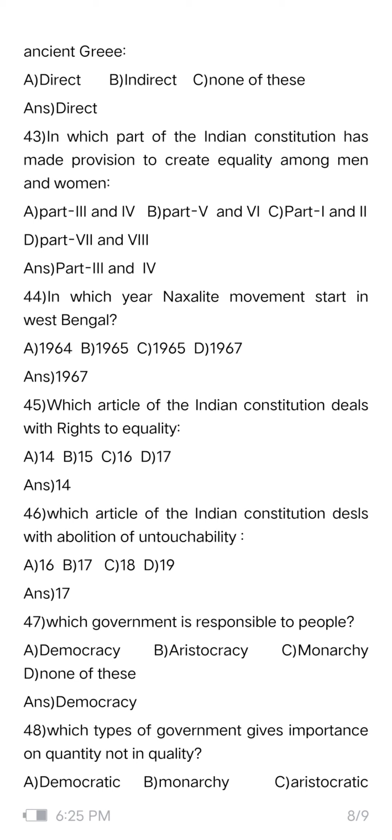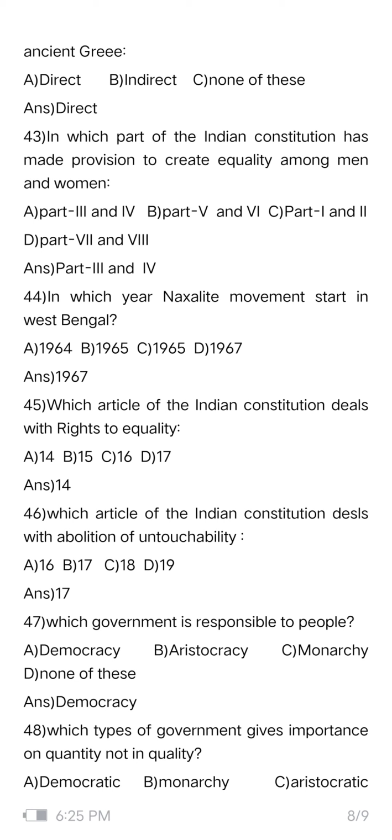Next question, which government is responsible to people? Option A, democracy, option B, aristocracy, option C, monarchy, and option D, none of these. Right answer is democracy. In democracy form of government, the government is responsible to people.